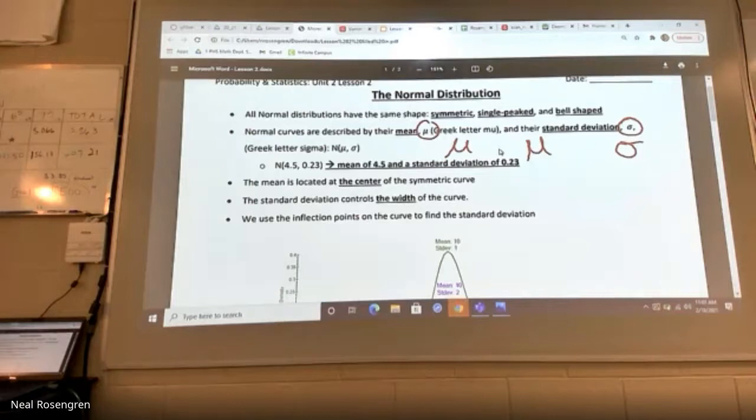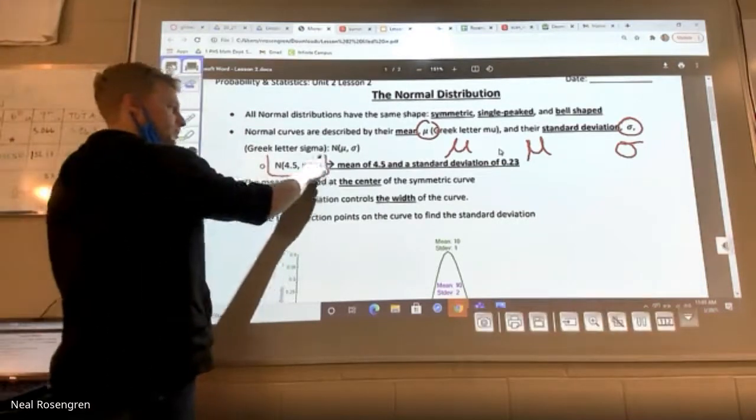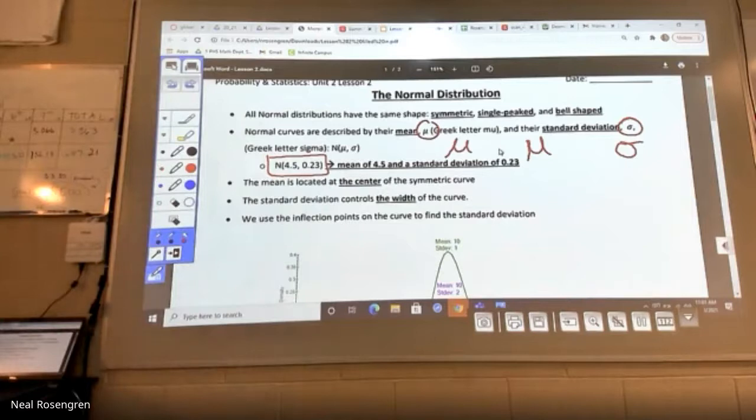Sigma measures spread. Okay, so that's the only thing that matters. Where's the middle and how spread out is everything? So we're going to look at mu and we're going to look at sigma, the mean and standard deviation. Sometimes we just say, here's the mean, here's the standard deviation, but sometimes we use this notation: capital N for normal, and we'll write them in that order. The mean first, and then the standard deviation second. Just don't have to write the words.